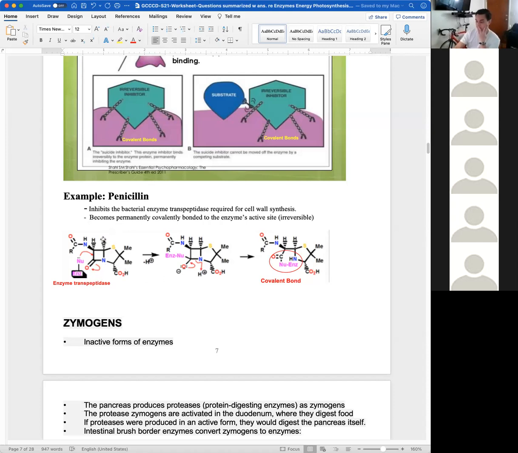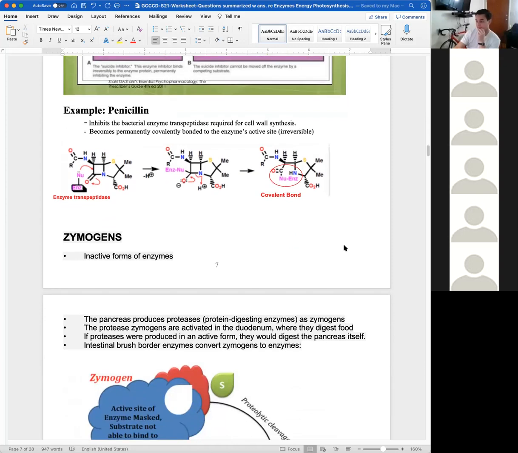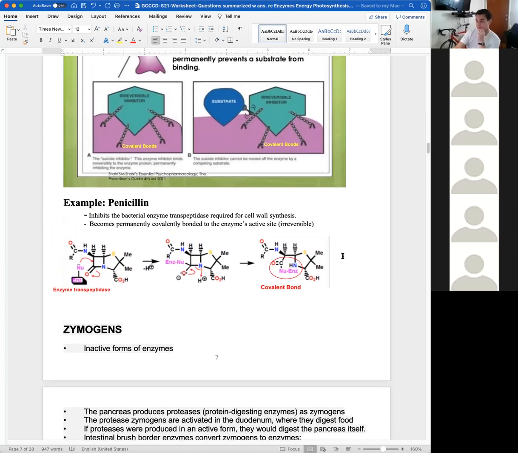That's illustrated here. This is the structure of penicillin, and this is the enzyme that the bacterium needs to make its cell wall. And what happens is, if you go over to the right, there's a covalent bond that forms between the enzyme and penicillin that's permanent. And once this bond forms, this enzyme is no longer active. Okay, so that's an illustration of irreversible enzyme inhibition.